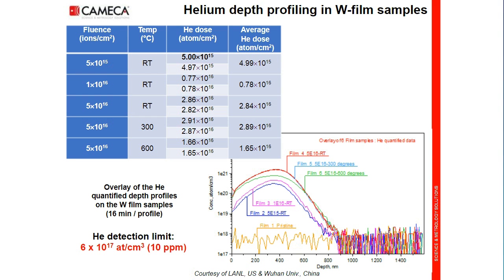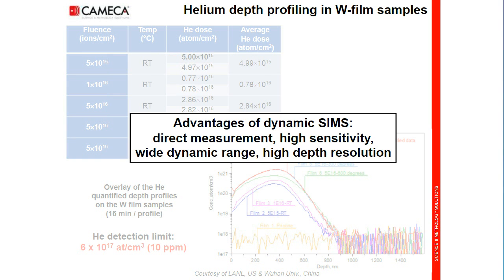Compared to other techniques commonly used for the analysis of nuclear materials, SIMS provides better sensitivity, wide dynamic range, and high depth resolution, adding to the fact that the impurity profile can be directly obtained without any mathematical treatment.